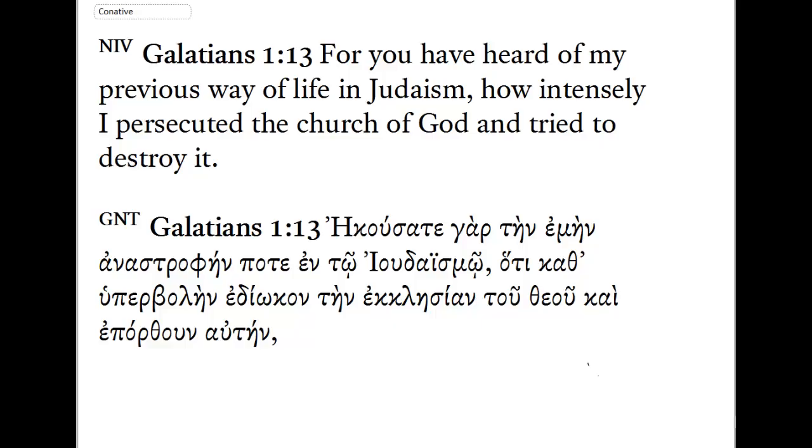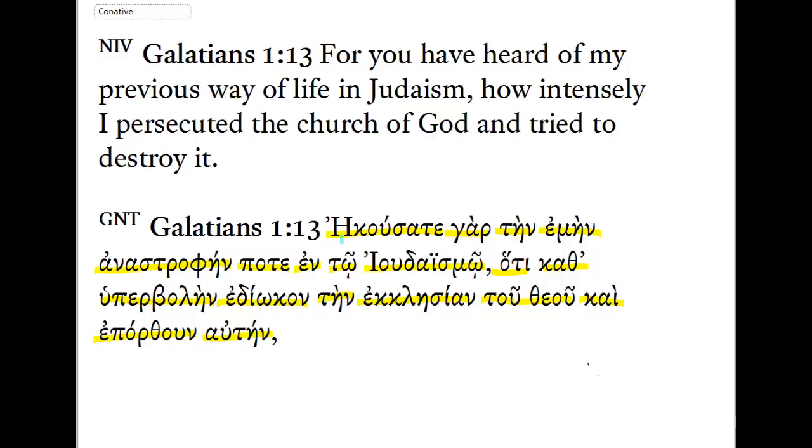So let's look at Galatians 1:13 here, just an example of this conative or tendential imperfect. Just get a little practice reading the Greek here. Ēkousate gar tēn emēn anastrophēn pote en tō Ioudaismō hoti kath' hyperbolēn ediōkon tēn ekklēsian tou theou kai eportho̅un autēn.